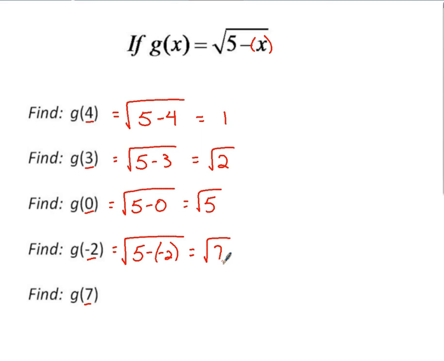And then we get down to g of 7. All right, when we consider g of 7, that's the square root of 5 minus 7, which would be the square root of negative 2, right? Square root of negative 2 is imaginary, meaning the actual value for this would not be real. So g of 7 does not exist.